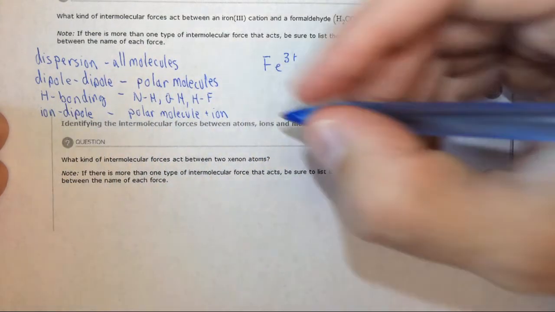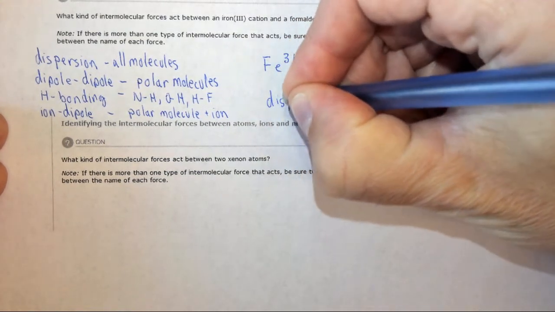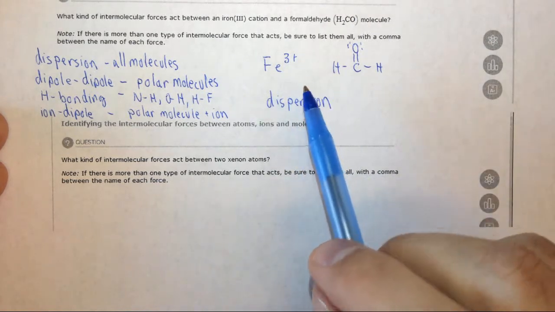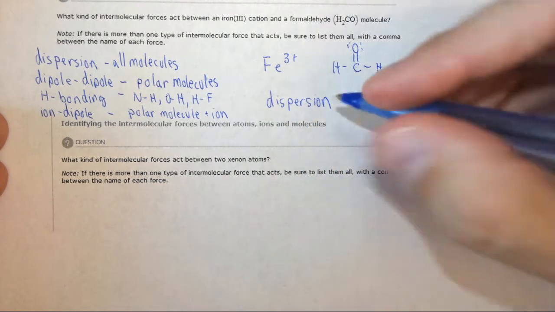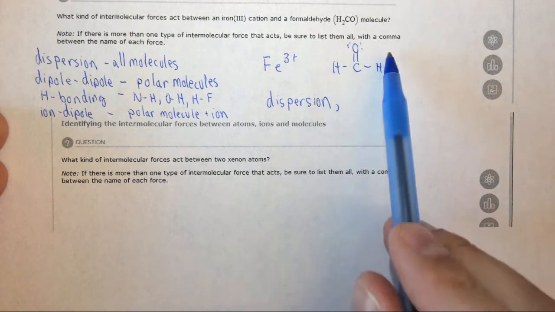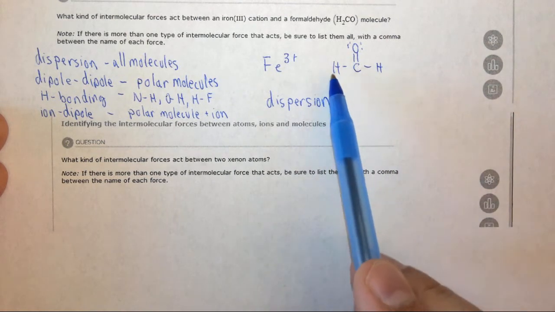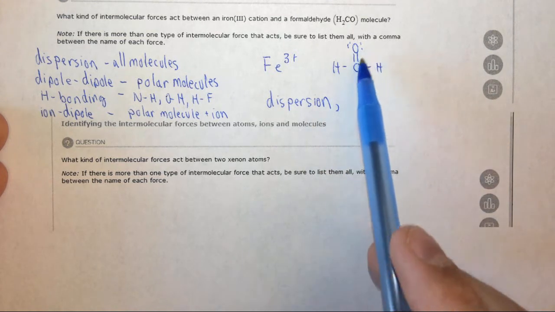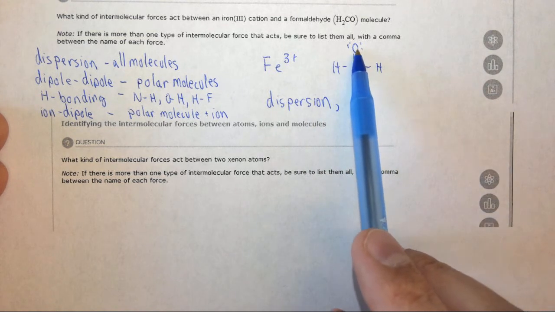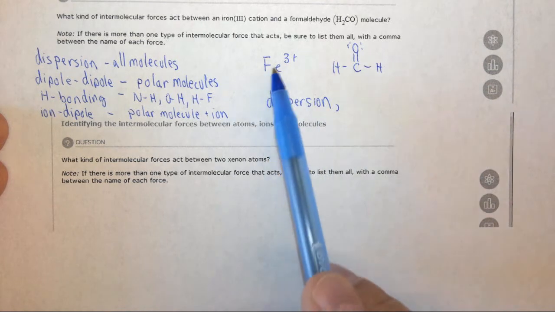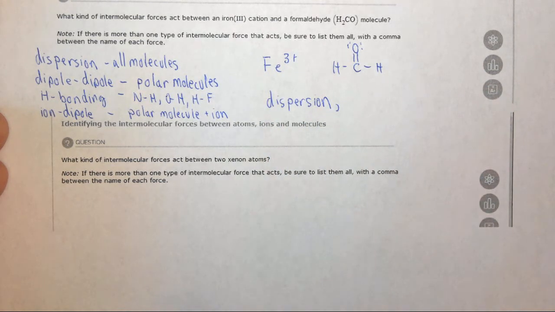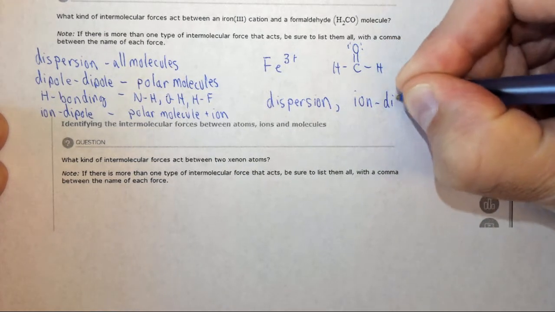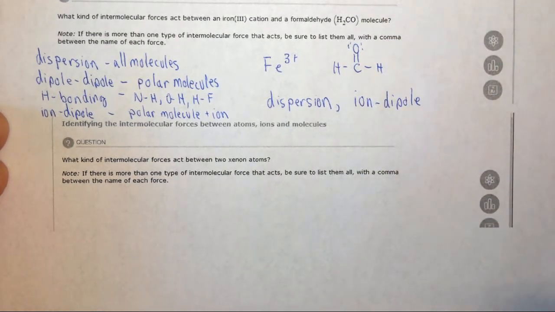Well, dispersion is always going to be on the list, because all molecules have these induced dipole forces that come about by collisions. But in this case, we have a polar molecule. Note the carbon is bonded to 2 hydrogens and an oxygen, so not all the outside groups are the same. So therefore, it is going to be polar. And iron is Fe3+, so it's an ion. So here we have an ion dipole force.